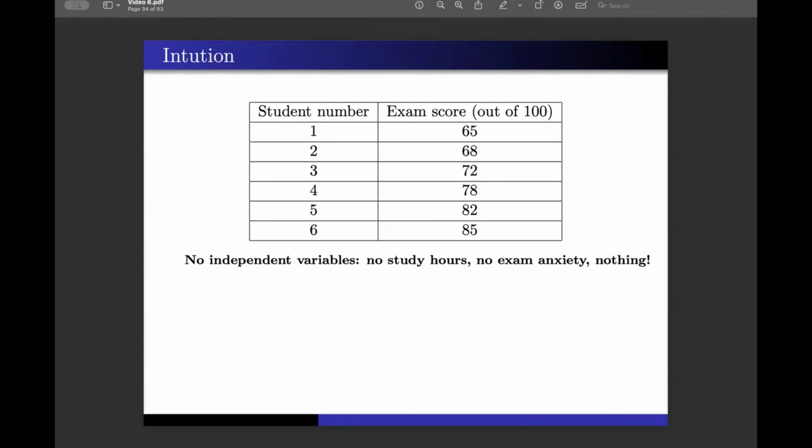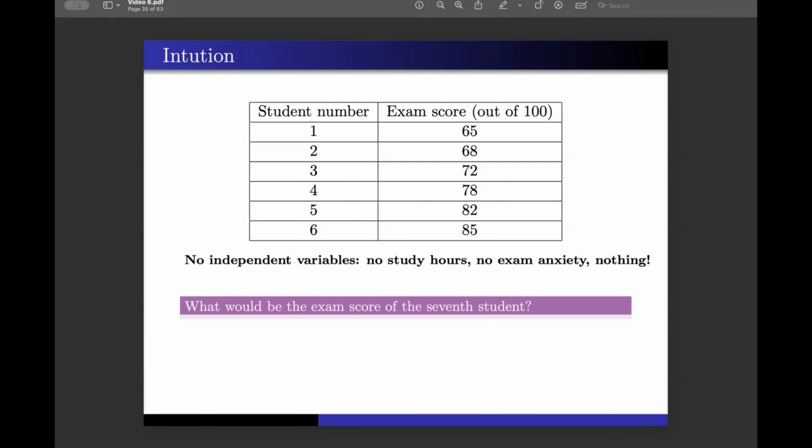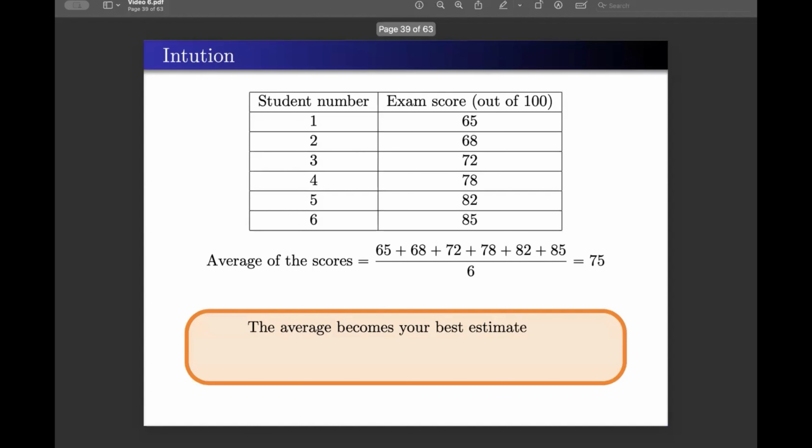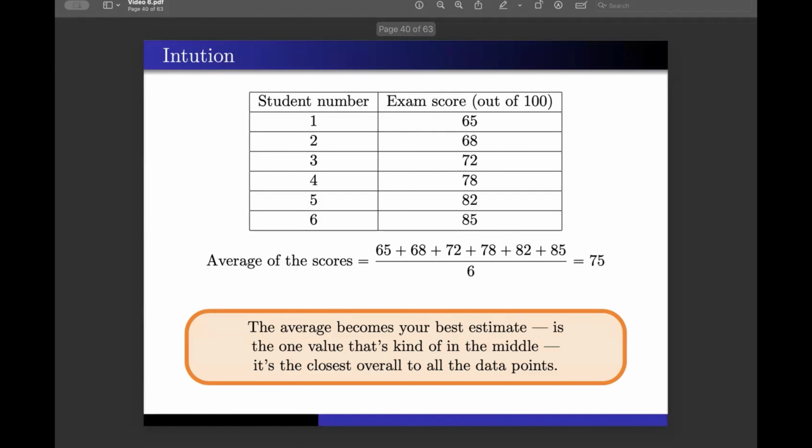No independent variables, no study hours, no features, nothing. Now, if I ask you a question, what would be the exam score of the 7th student? What's the best guess you can make? You'll probably look at the exam scores of all these 6 students and say, I don't have any other information. So maybe I'll just take the average of all the exam scores I already have. Exactly. That's the most reasonable and safest guess you can make when you have no other input to base your predictions on.